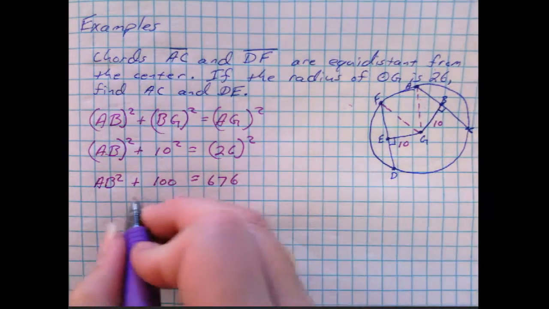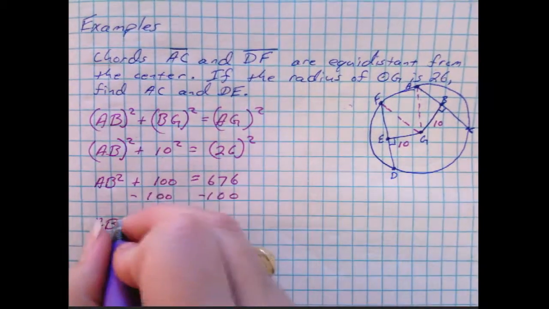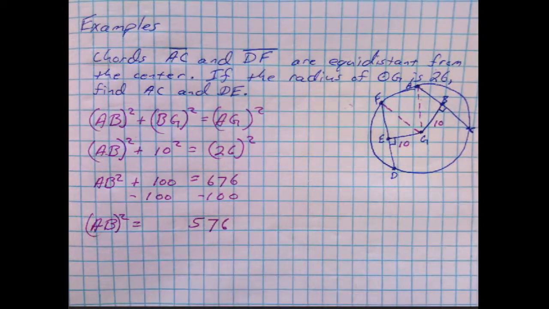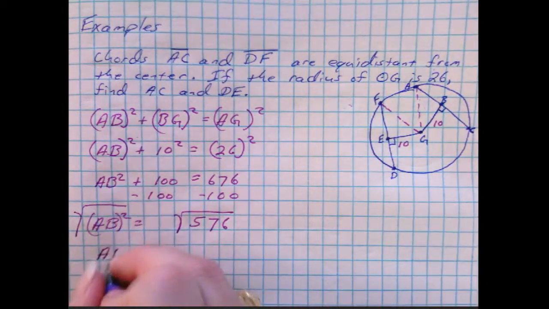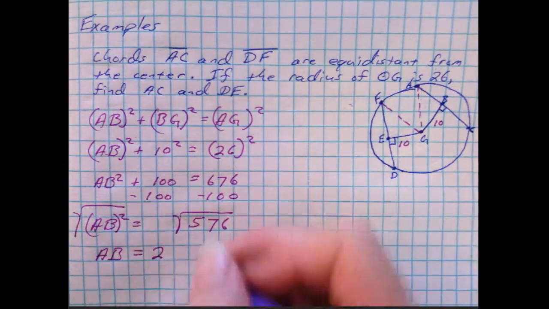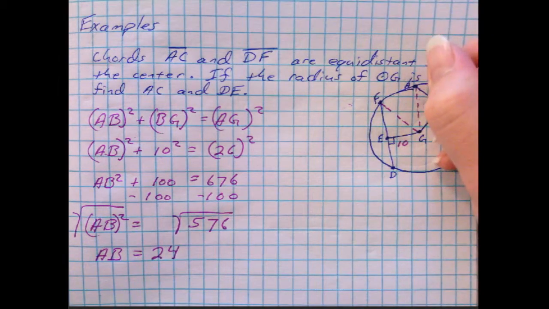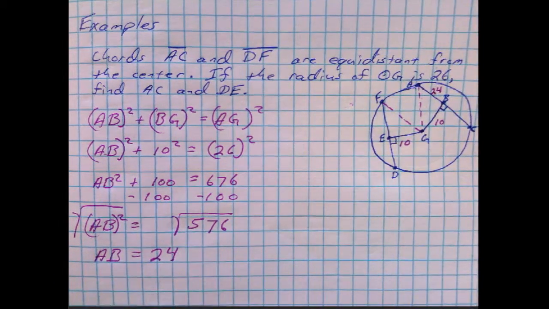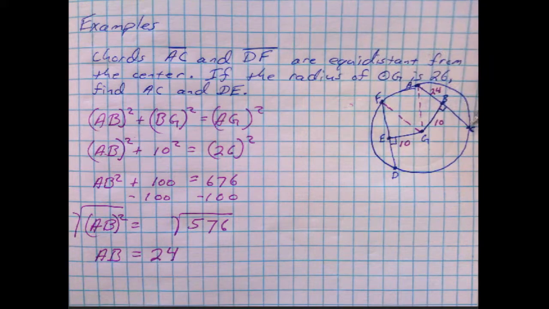To solve, we're going to subtract our 100 from both sides. So we get AB squared equals 576. I'm going to take the square root of both sides. I get AB equals 24. So I have 24 that I can write in there. Then it asked for AC. I found AB, it asked for AC.